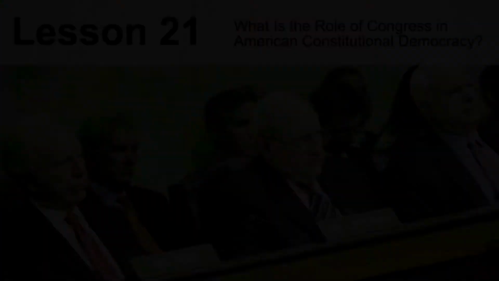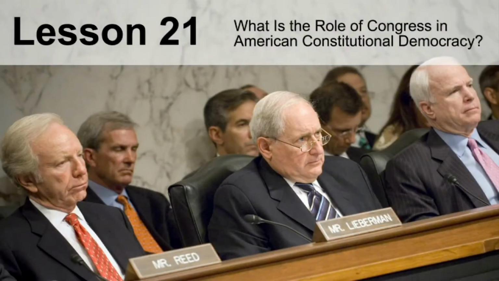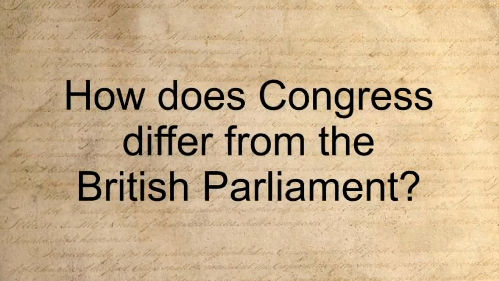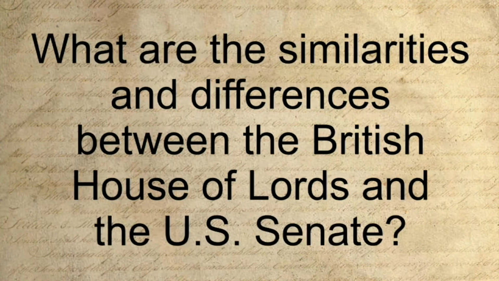We'll start by examining the first lesson of Unit 4, Lesson 21, which asks the question, what is the role of Congress in American constitutional democracy? So let me start by asking you, in general, how does Congress differ from the British Parliament? And more specifically, what are the similarities and differences between the British House of Lords and the U.S. Senate?